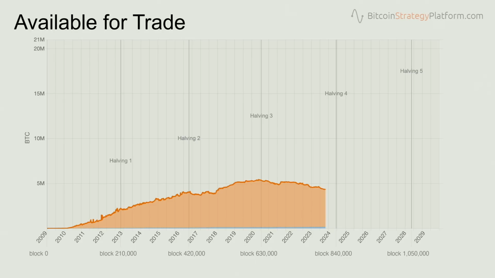Now, why did we not see a supply shock of any sort? There are actually three reasons for this. The first reason is that we're still relatively high as is. We can see that the maximum available supply for trade was around 5 million coins, and we're not far off from that to begin with.